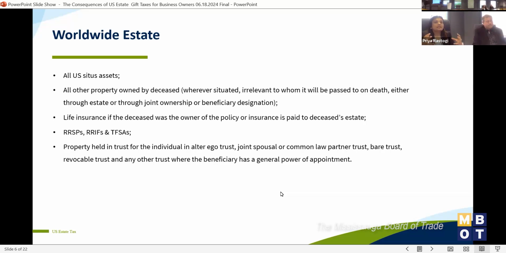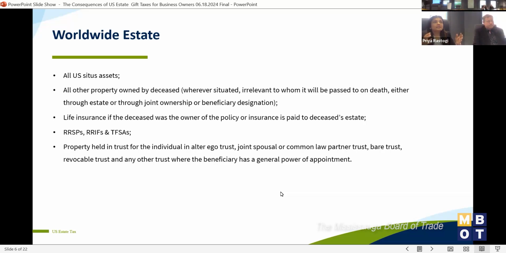So worldwide estate, as the name suggests, is everything you had at the time of your death: all the property that got transferred to the beneficiaries, the properties you held through joint ownership, then your RRSPs, RRIFs, TFSAs. In that case, everything should be a part of your calculation of worldwide estate for US purposes. The one thing that's always missed, or that should be given more attention, is life insurance.